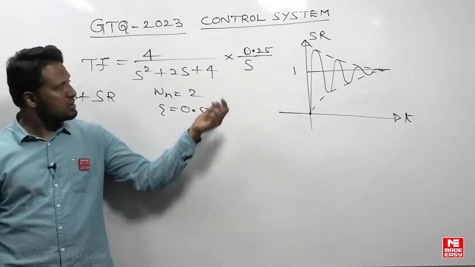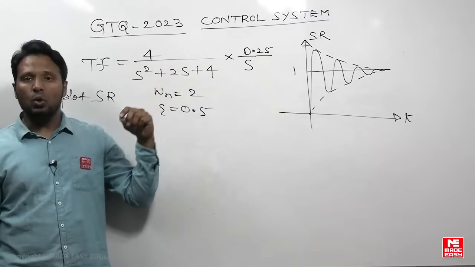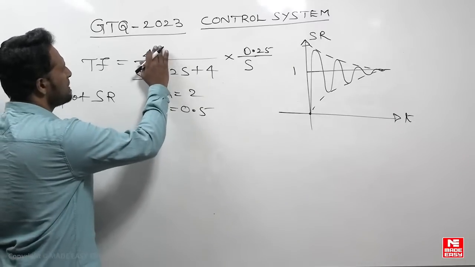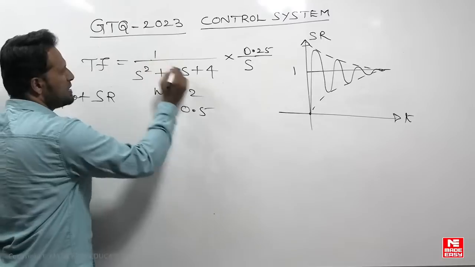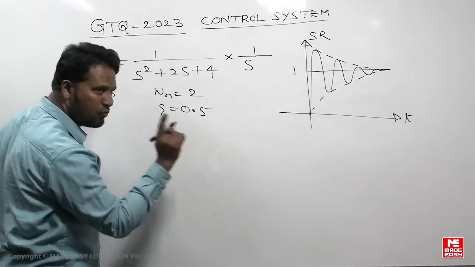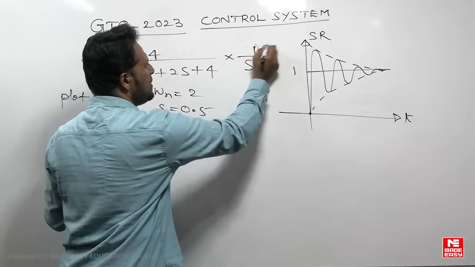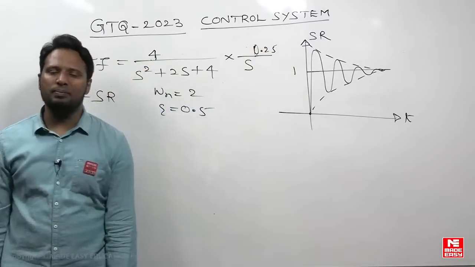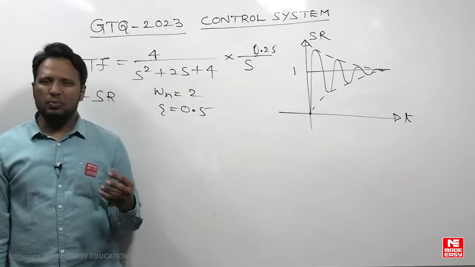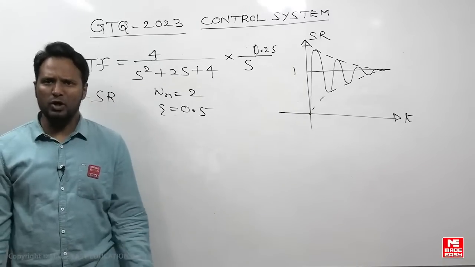Sir, what is the difference? 4 by s square plus 2s plus 4 is standard second order. So what is my conclusion? Please pay attention. The unit step response of this system is equal to 0.25 units of the step response of the standard second order system. So if I give the standard second order system an input of 0.25, what will its output be in the steady state?